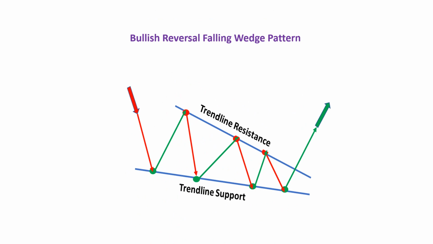Bullish reversal falling wedge pattern. The bullish reversal falling wedge pattern typically forms within a downtrend. Here's how it looks.